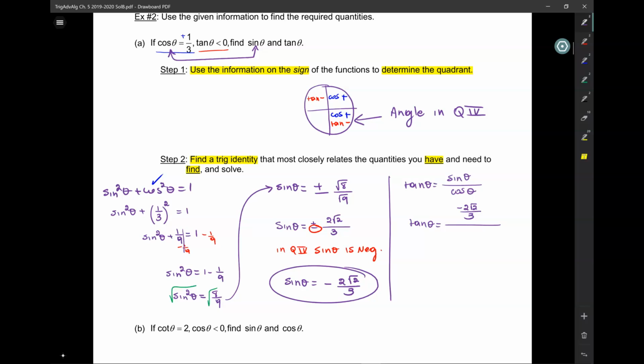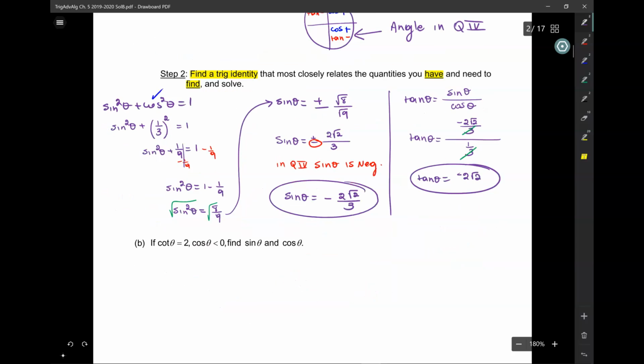So I just found sine of theta. And then what's cosine of theta? We already had it from before, 1/3. What can you do to the 3's? Cross them out, denominator with denominator. Yeah, you can, but it just takes so much longer. So now what we have left is negative 2 root 2 over 1. So tangent is negative 2 root 2.